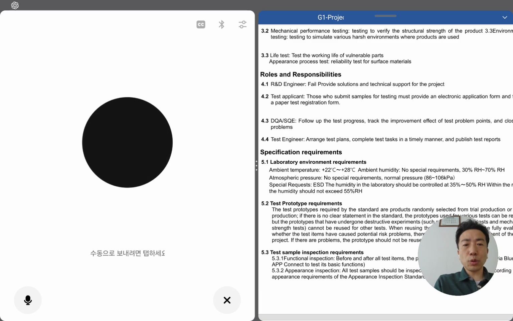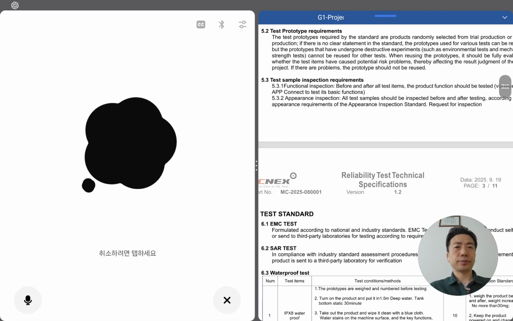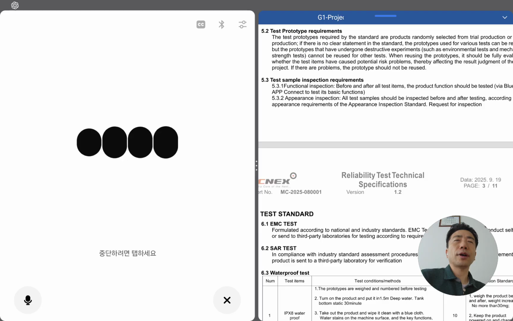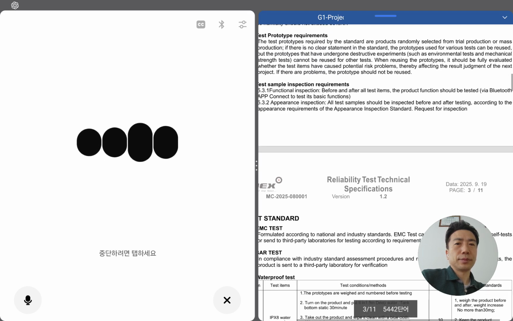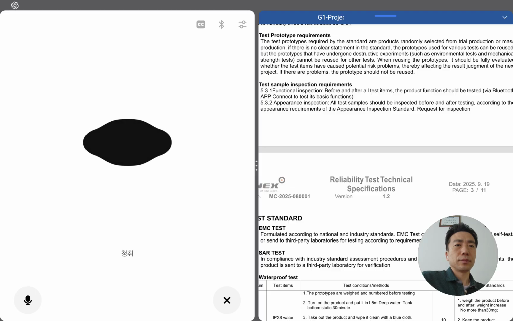5.2, the test prototype requirements. All right, David. Here's the line for 5.2 test prototype requirements. The test prototypes required by the standard are products randomly selected from trial production or mass production. If there is no clear statement in the standard, the prototypes used for various tests can be reused, but the prototypes that have undergone destructive experiments cannot be reused for other tests. That's the core idea: random sampling and no reuse after destructive tests. Would you like me to continue the next few sentences of this part too?